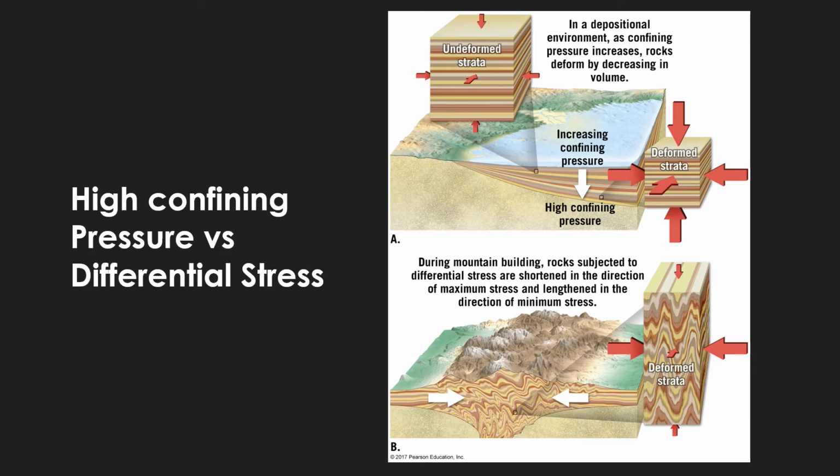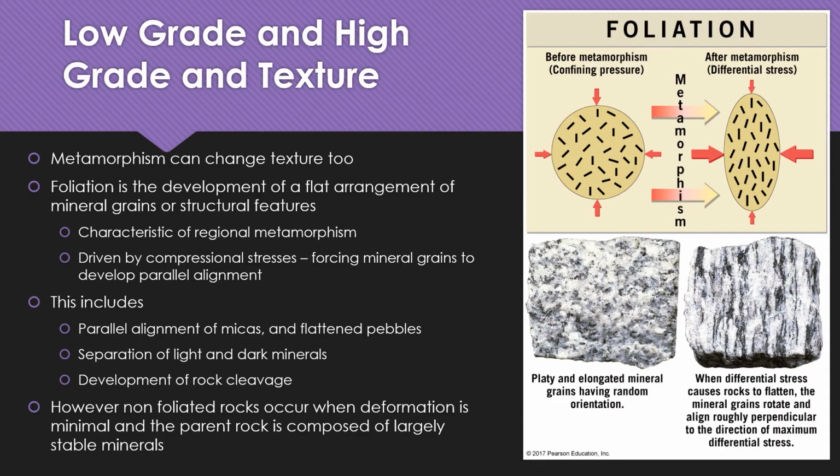So confining pressure allows everything to stay undeformed. It stays in straight lines. Whereas during mountain building, we have deformed strata, which means it'll kind of bend. So, low grade and high grade texture.